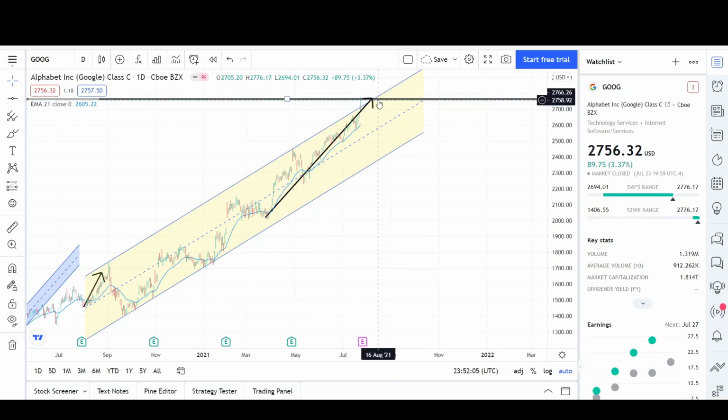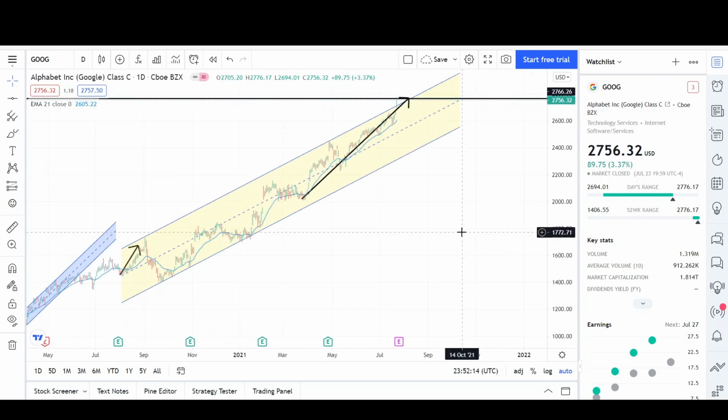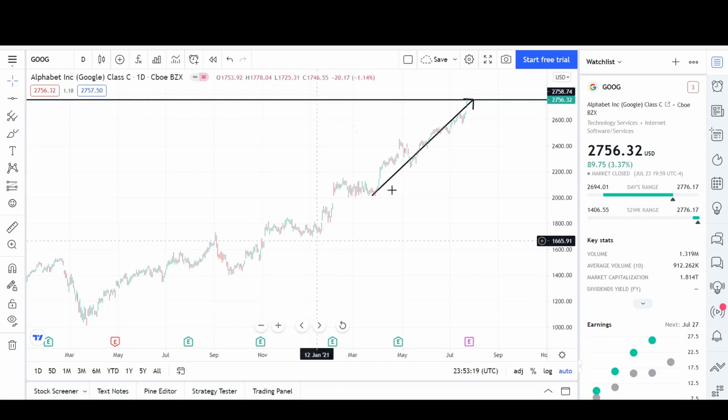Obviously that doesn't mean exactly this is the target. We could push up just a little bit more, or we could fall short, but we have met it. So there's a lot of reasons for price to fall back down. So that's pretty much everything I saw on the daily chart.